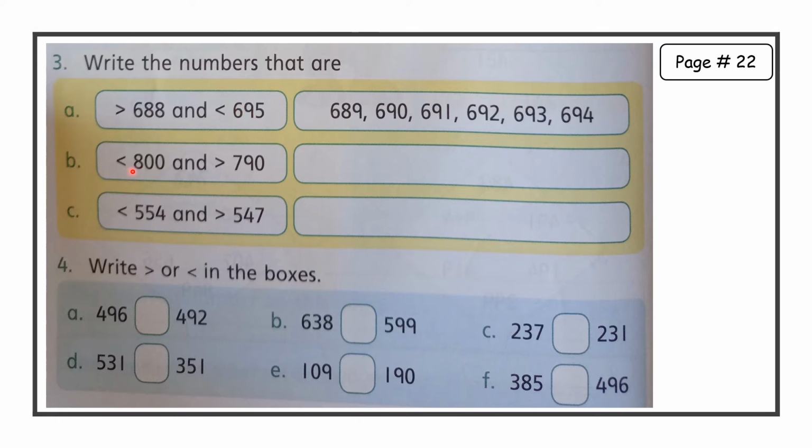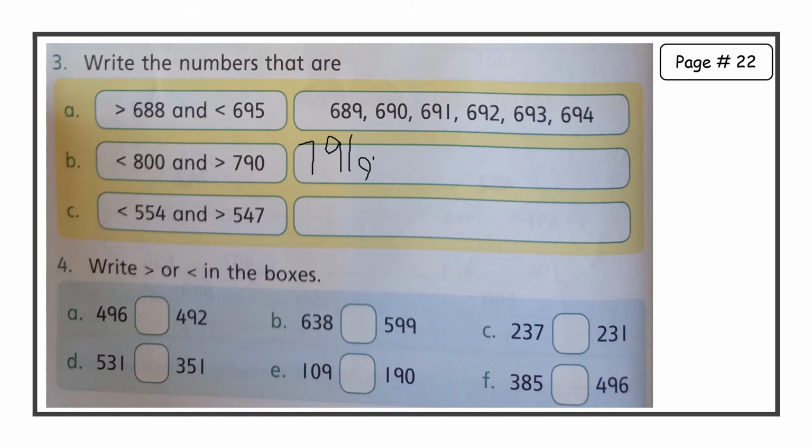Okay, now let's do the B part. This symbol is for less than, so we have to write the numbers that are less than 800 and greater than 790. Less than 800 and greater than 790. So we'll start from 790. Let's write. What comes after 790?